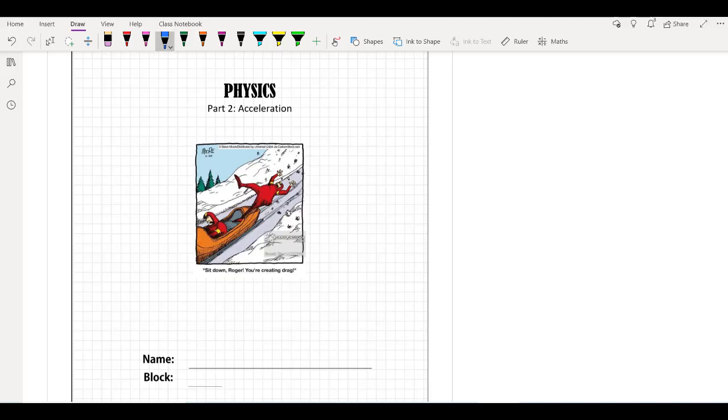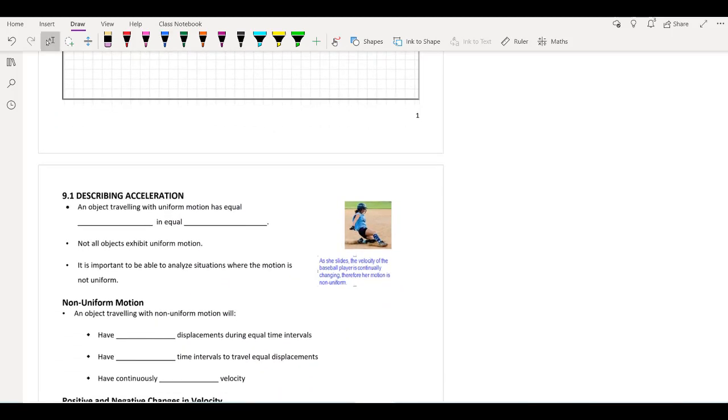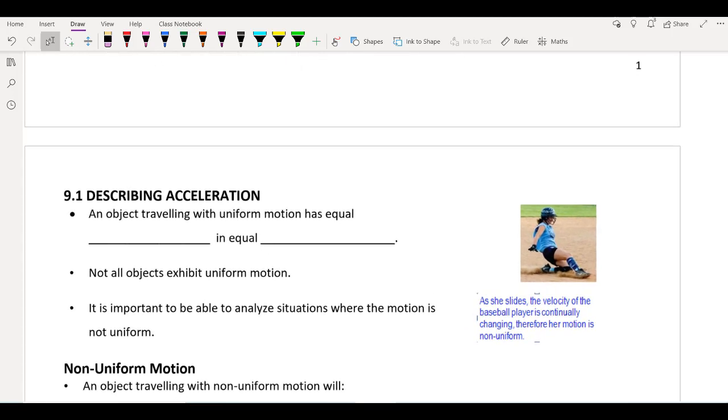Welcome to the second part of physics. In the first part of physics, we discussed words that described motion. And we looked at words like distance and displacement and speed and velocity. And all the motion that we talked about was one particular type of motion. And we used the phrase uniform motion, right?